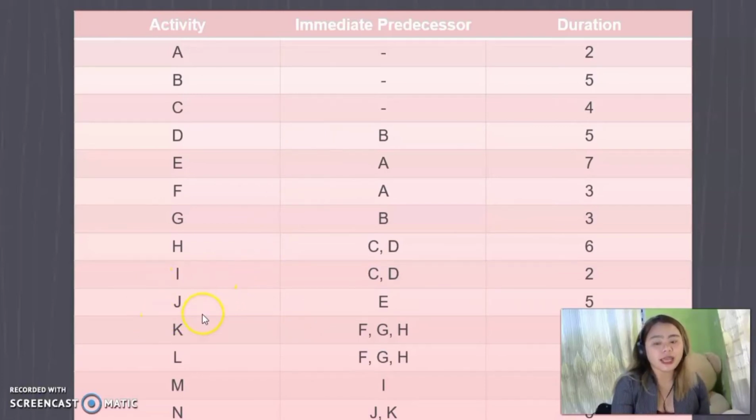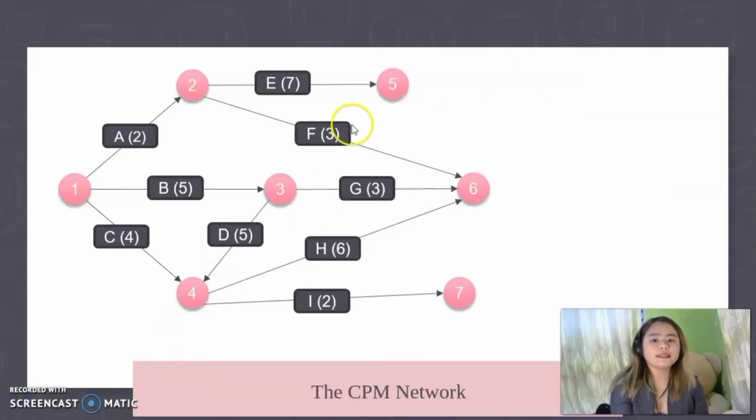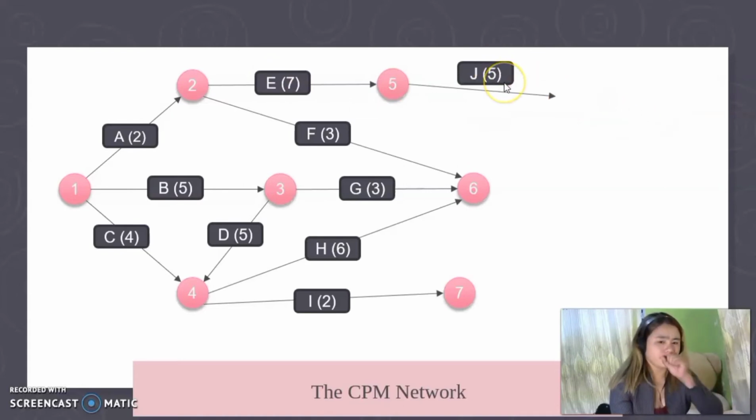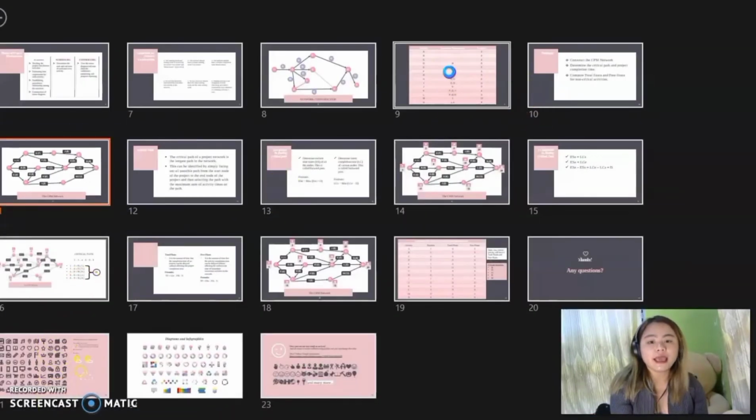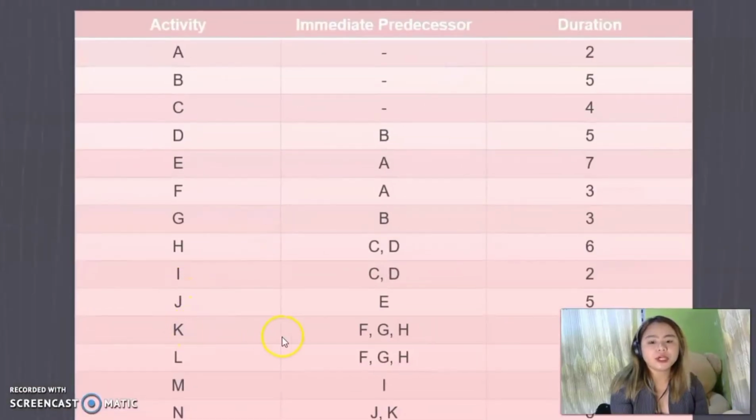Activity J starts where activity E ends. So activity E ends here, therefore we're going to start here and move our activity J. Our activity L starts where F, G, and H end.